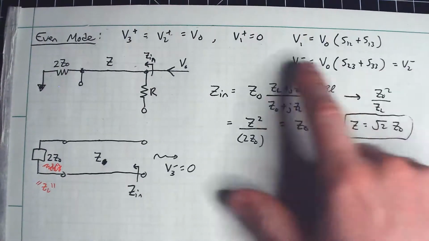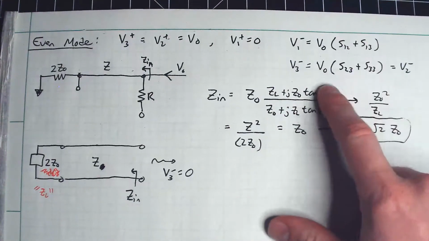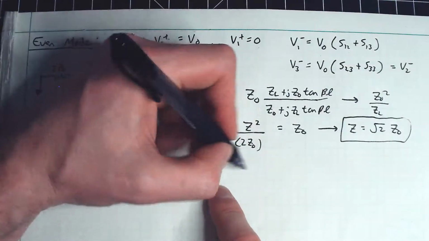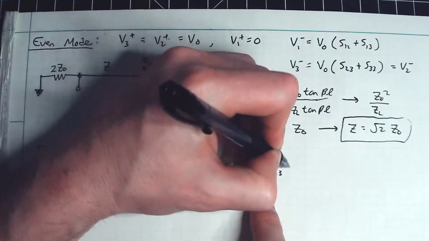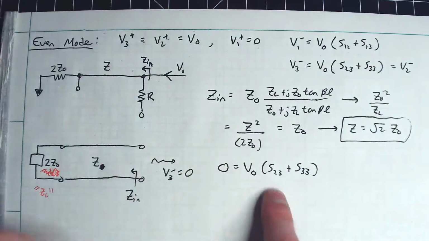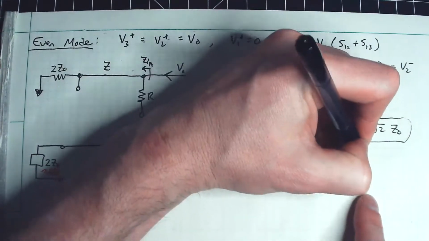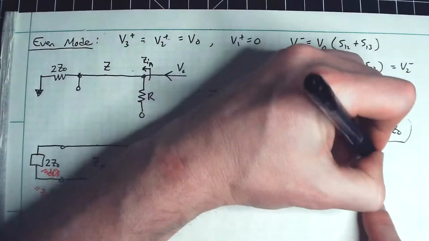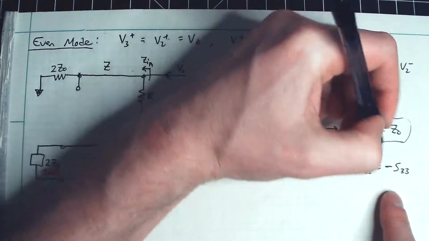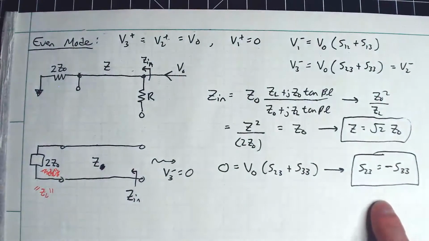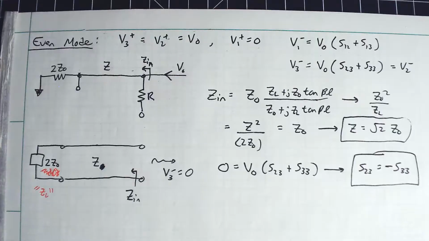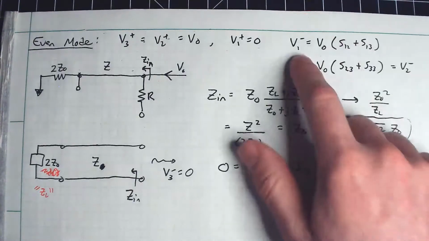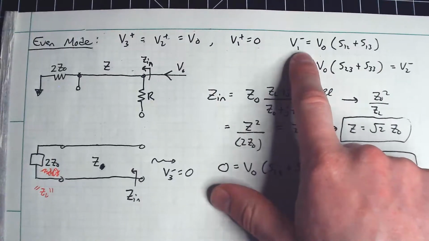So I've imposed the condition, this is 0 and this is 0, so a simple consequence of that is 0 is equal to V0 times S23 plus S33, which now implies S23 is equal to negative S33. Okay, so this is a condition that must be satisfied. It's one equation with two unknowns. So if I can get another equation on this, I'll be able to solve for these two parameters here. And so that now leaves, what do I do with this V1 minus here?